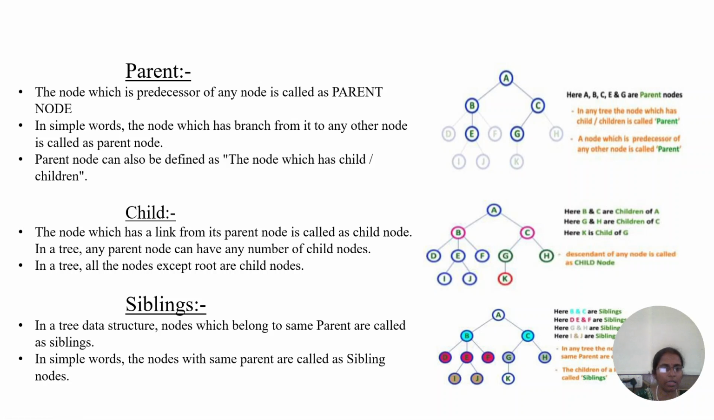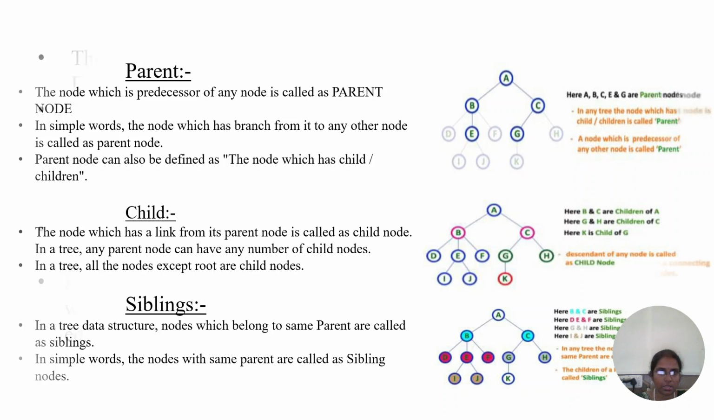Siblings. In a tree data structure, nodes which belong to the same parent are called siblings. In simple words, nodes with the same parent are called sibling nodes. In the given example, B and C are siblings. D, E, F are siblings. G and H are also siblings. I and J are siblings. K is the only child.